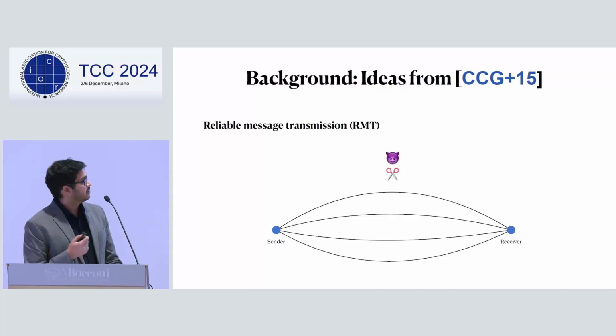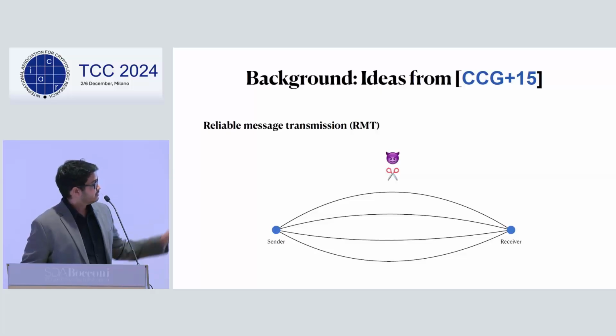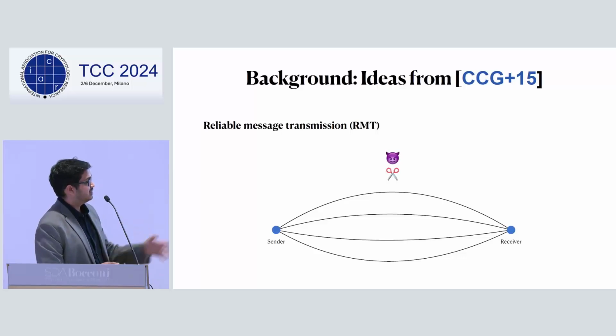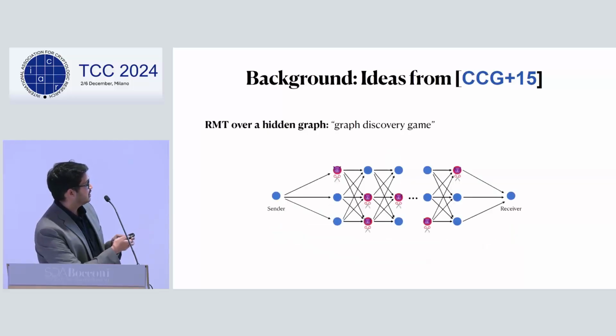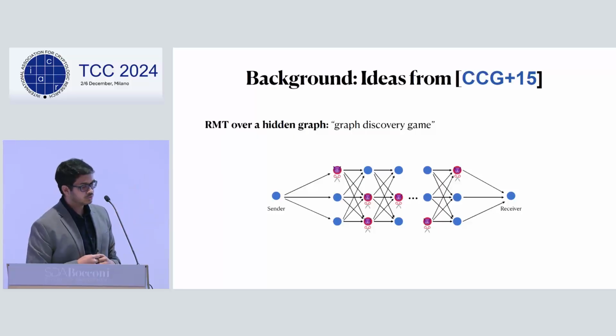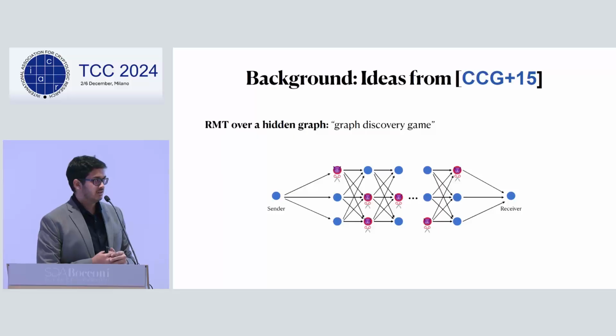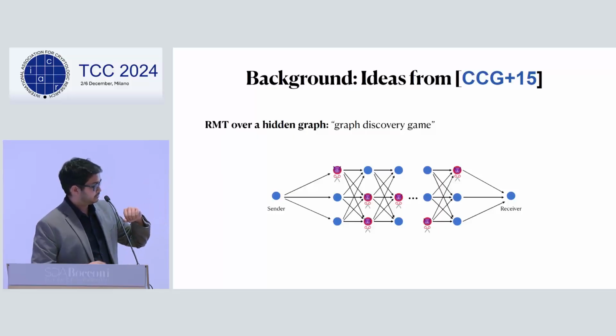Next, there is this idea of reliable message transmission, which seems to be a common theme in the talks this TCC. The sender and receiver are trying to communicate using a bunch of cables that are available to them, and there is this annoying adversary with a pair of scissors who is trying to cut the cables and isolate them from each other. In the hidden graph setting, it looks something like this, where there are a bunch of relayer nodes, and the adversary corrupts some subset of these nodes. And it turns into this so-called graph discovery game, where the adversary is trying to find a set of nodes that it can delete from this graph in order to disconnect the sender and the receiver.